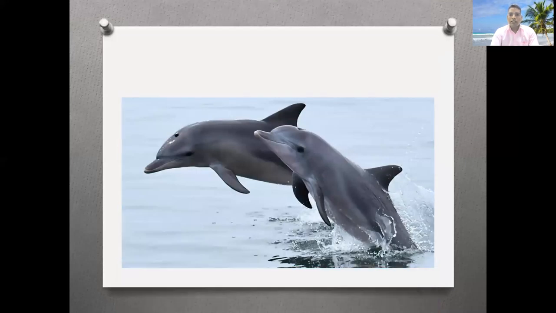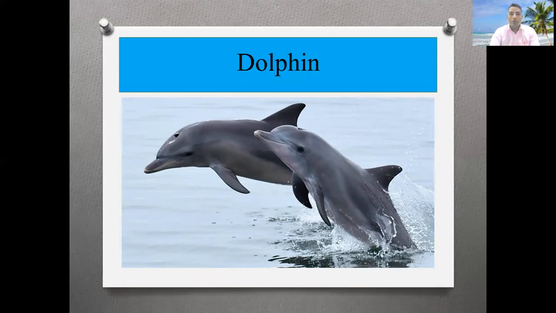Number one, what picture is this? Do you know? If you don't know, I will show you. The name of this picture is dolphin. Dolphin is a very good animal, and this animal is very silent living in the water. Sometimes it is dangerous if it is angry, but sometimes it is a very good animal.